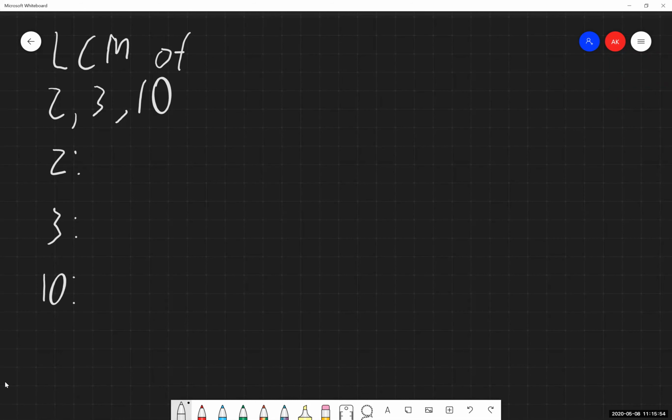and then we're just going to list out multiples of each of those numbers. Always start with that number times 1, and then that number times 2, and then times 3, and times 4, and so on. So starting with 2, the multiples of 2: 2, 4, 6. You can kind of see where our pattern is going here.